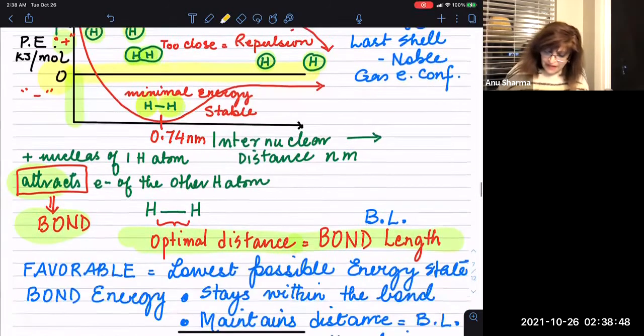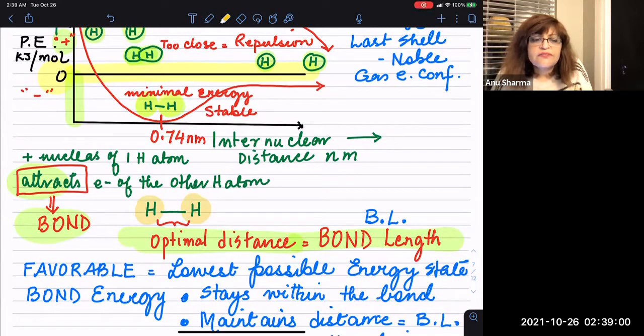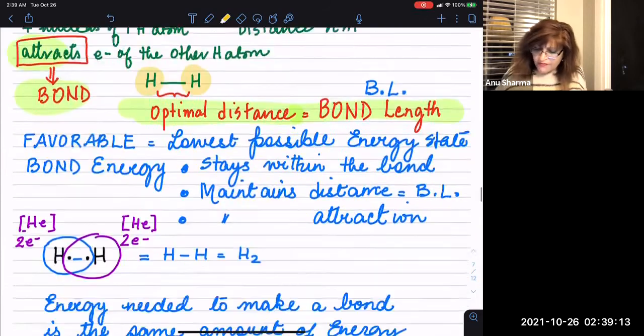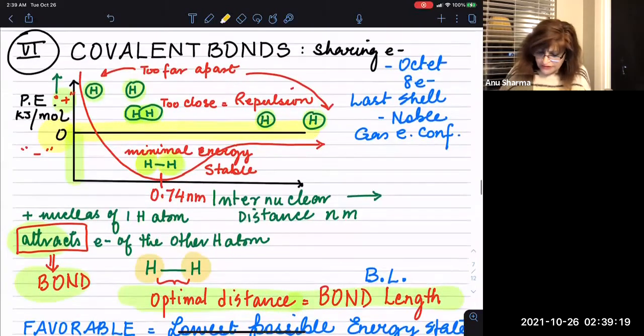Okay, so when this hydrogen and this hydrogen come close together, the optimal distance between the two atoms that maintains the attraction between the positive nucleus and the negative electron of each other is called the bond length. Now, bond length is favorable when there is the lowest energy state, as you can see, where hydrogen is below zero. The more negative the number is, the more stable it is going to be.